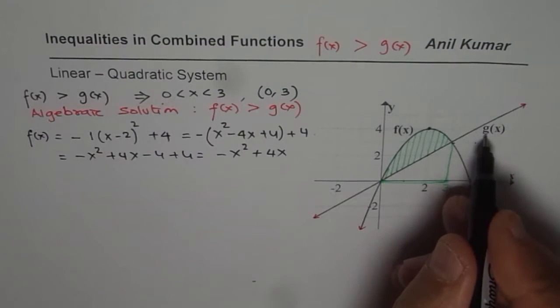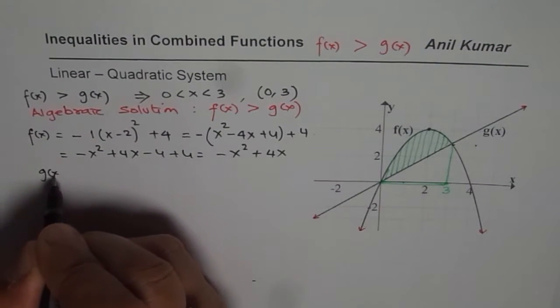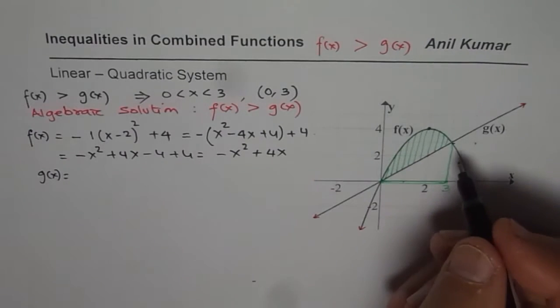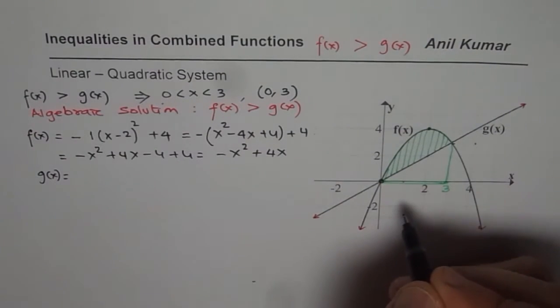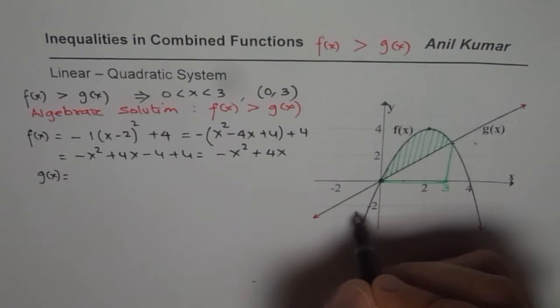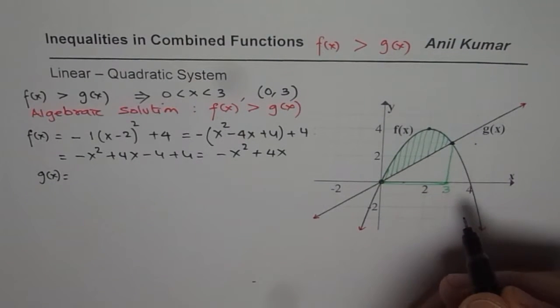Now let us find the equation for g of x. g of x is a straight line. We can take any 2 points. One point is the origin, so the y-intercept is 0. We need to find the slope. Let's take another point.